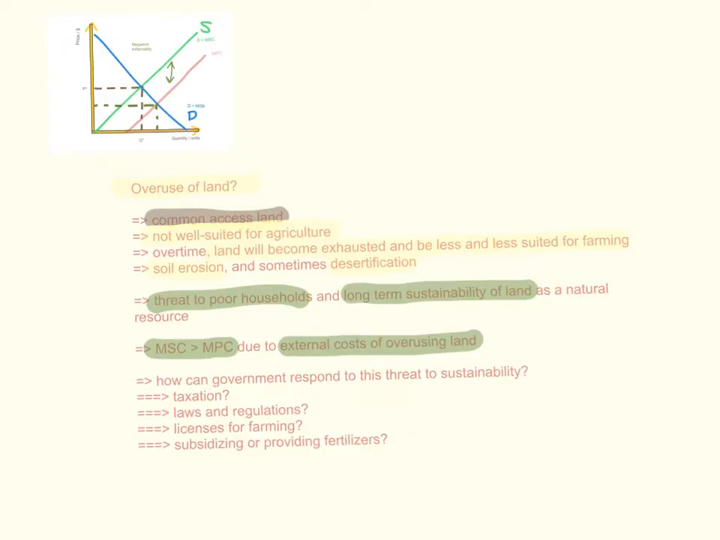So how can the government respond to this threat to sustainability? Well, maybe taxation, but if the country is already poor, this might not really be the best idea. Maybe by passing certain laws and regulations to prevent people from overusing the land, passing laws that in order to farm you need a license, or maybe subsidizing or providing fertilizers to actually replace the minerals in the soil so that the soil doesn't erode. So these are some strategies that the government can take to prevent overuse of the land.